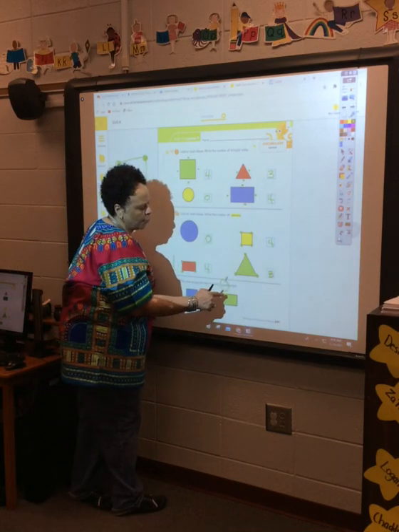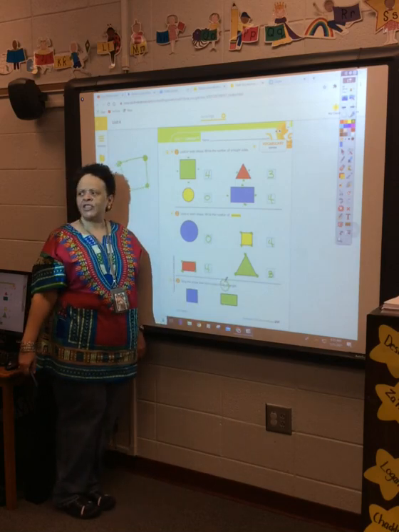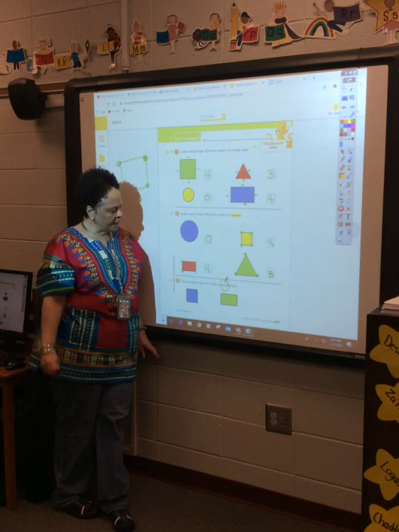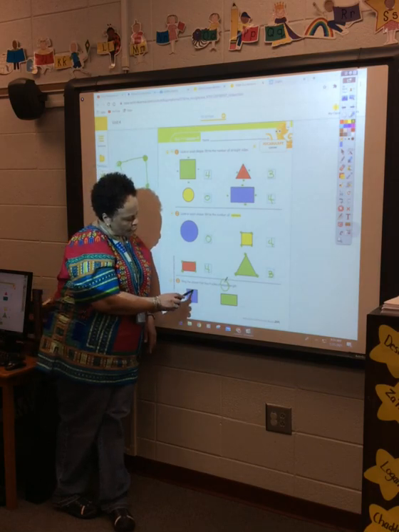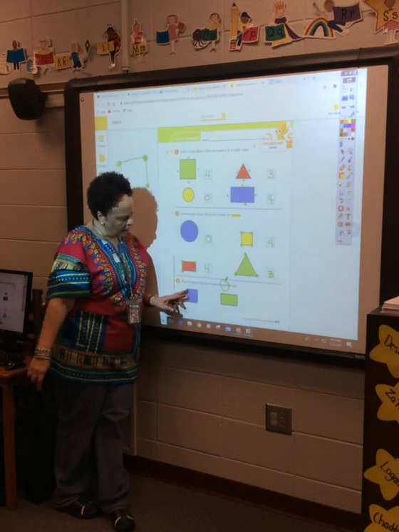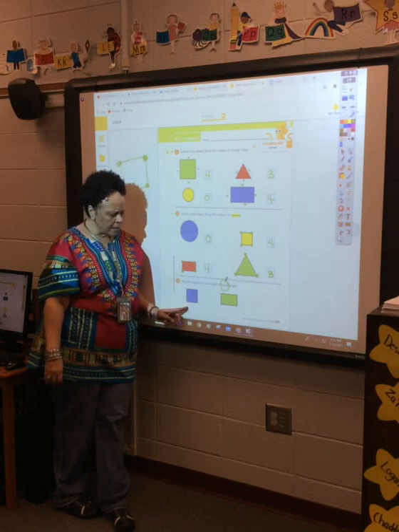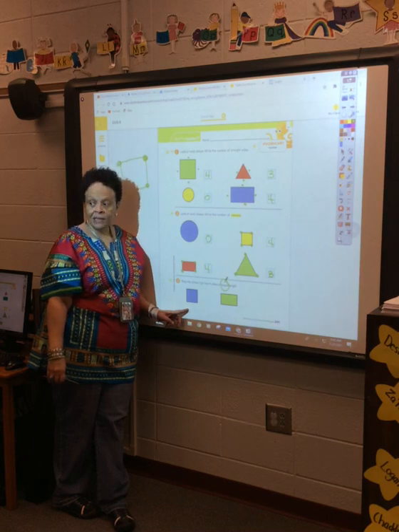Let me tell you about this word equal. That means that they're the same. So let me ask you this. Look at the square here. Are all those sides the same? No. Look at it good. Yes, ma'am. Thank you.